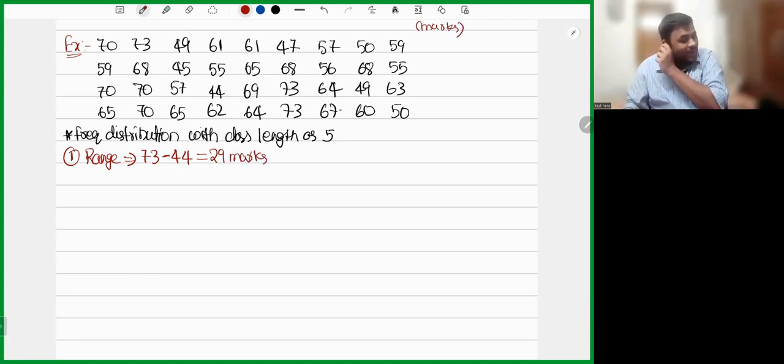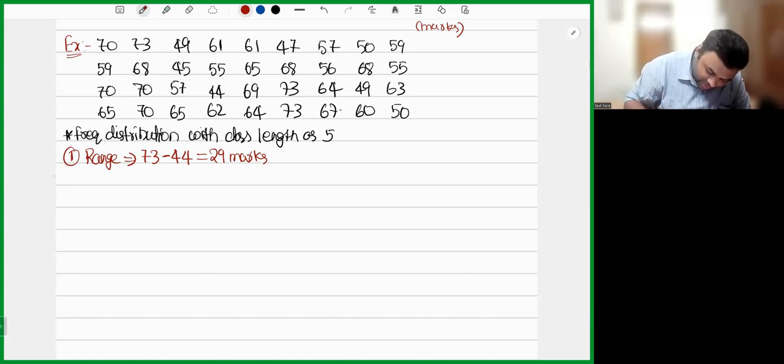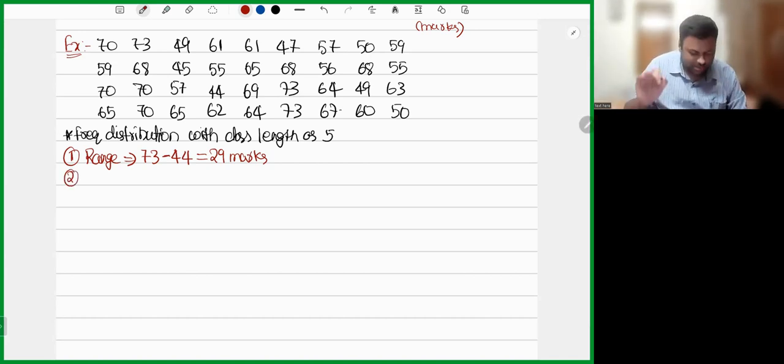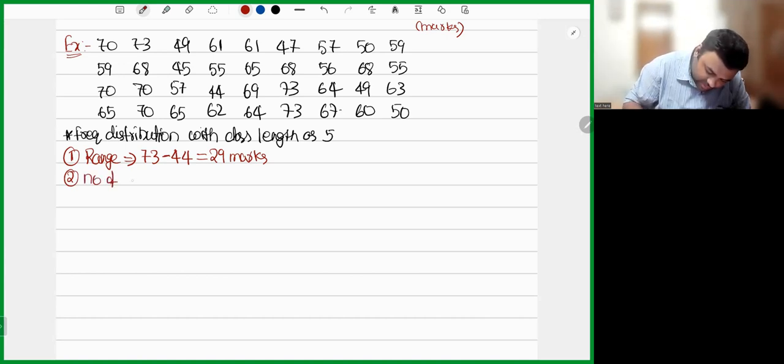Now, see, I'm telling class length of 5. I already told you what you mean by class length. How many observations are there? This is called class length. Now, I have the range, I have the class length. Now you should know how many class intervals I'll form, where the data will be developed. After this, we'll apply one formula, my dear friends. The formula is number of class intervals into class length must be approximately equal to range.